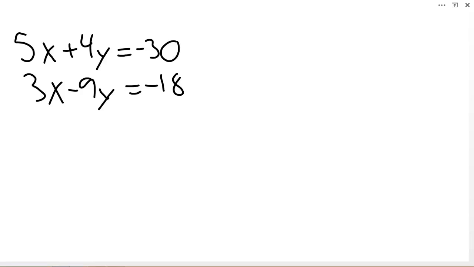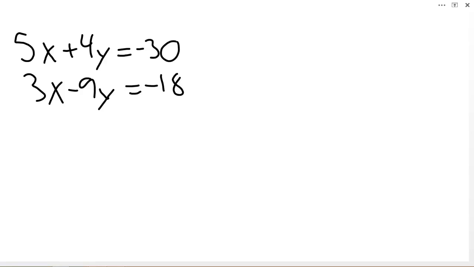Okay, let's see. Can we cancel out the x's by any chance? Nope. Can we cancel out the y's by any chance? No, we can't. I mean, we have a positive and negative, but if we add 4y with negative 9y, we just get negative 5y, right? We're not canceling out. So this is where it gets a little tricky, because we can't just flip the sign like we've been doing. It's not as easy as just flipping the sign, all right? We need to think of something.